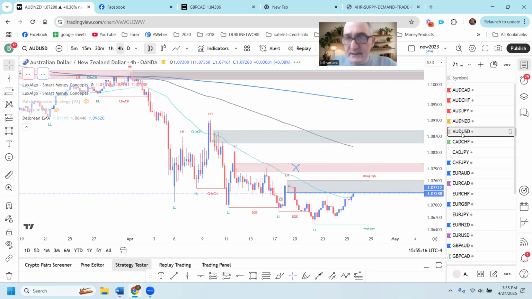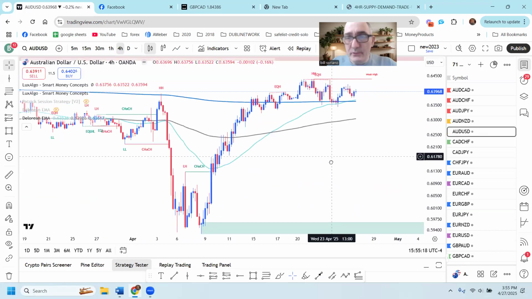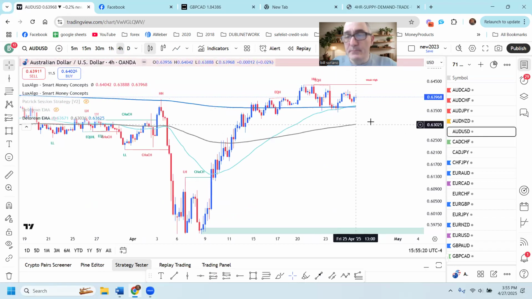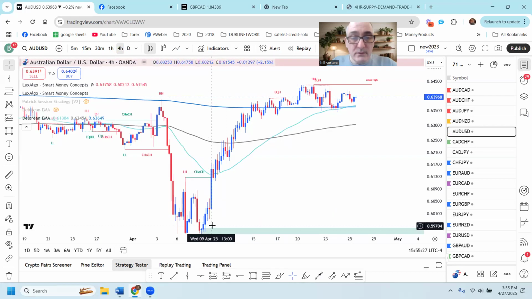Okay, AUD USD. Price is above the 800, the 50 is above the 200, so it's clearly bullish. However, we don't have any alerts set on it because our demand zone is all the way down here.